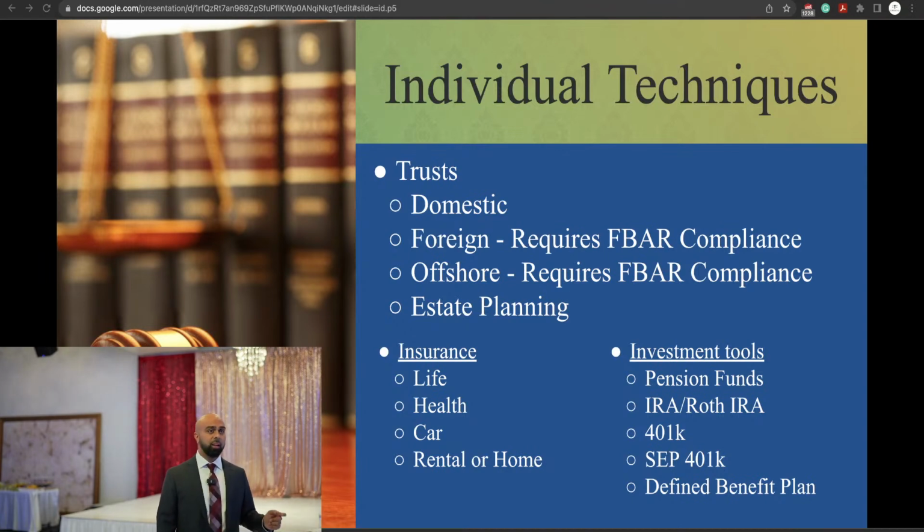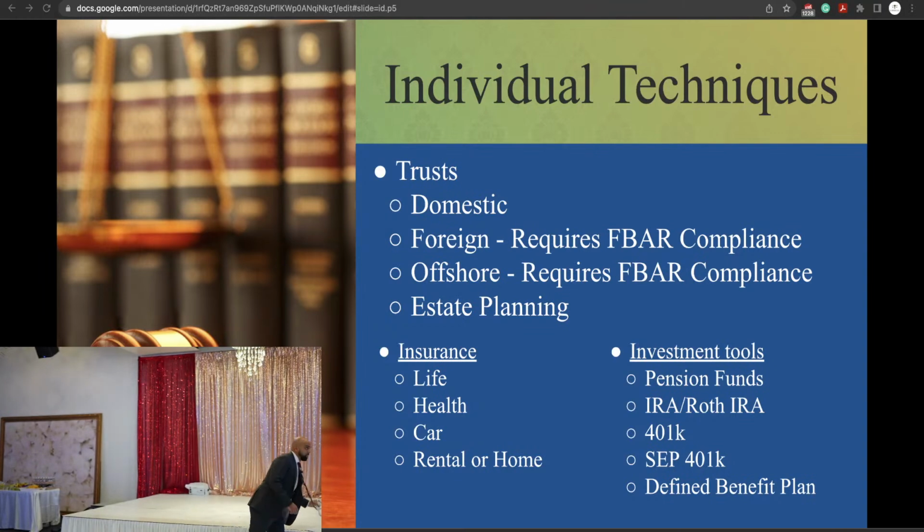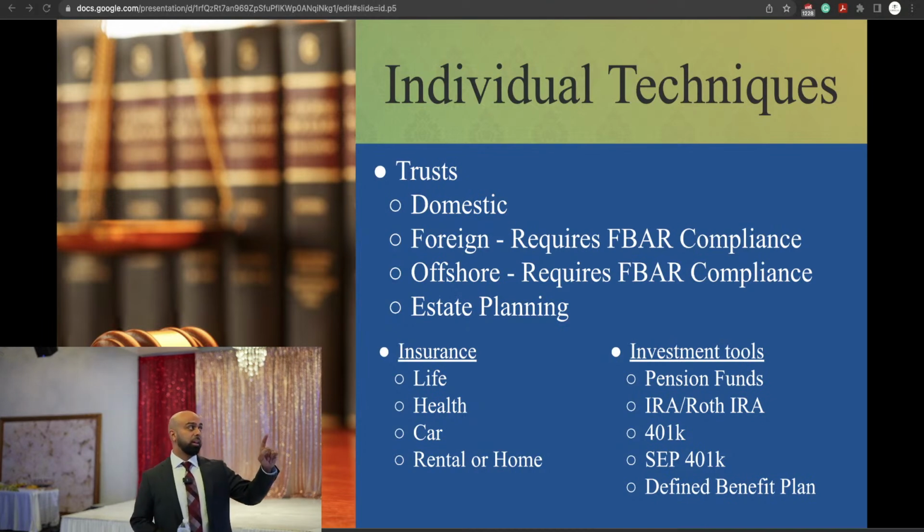Furthering on, individual techniques, we have pension funds, IRA, Roth IRA, 401k, self-employed 401k, and defined benefit plans. Now, if you're owner of a business, you're only allowed to have certain one of these, and that being the IRA, Roth IRA, SEP, 401k, or the defined benefit plans. If you're an employee, you're welcome to have the first four.